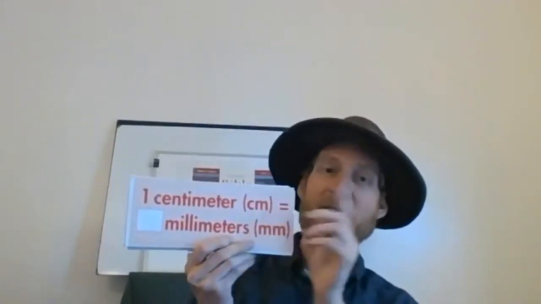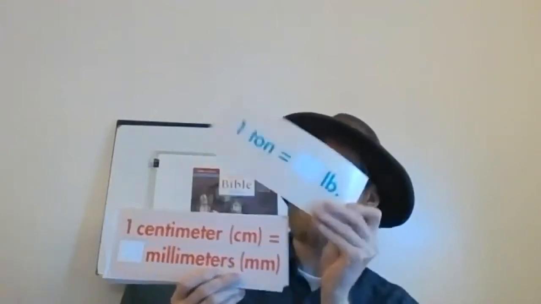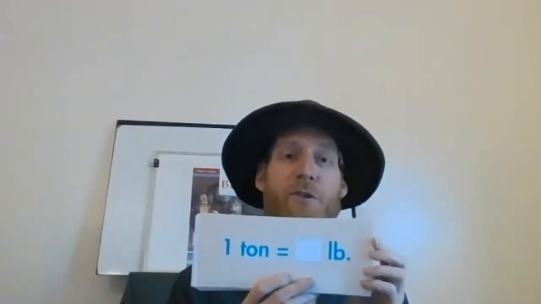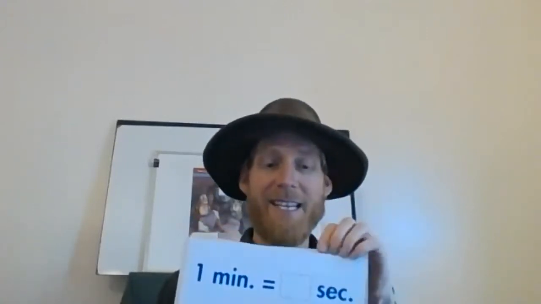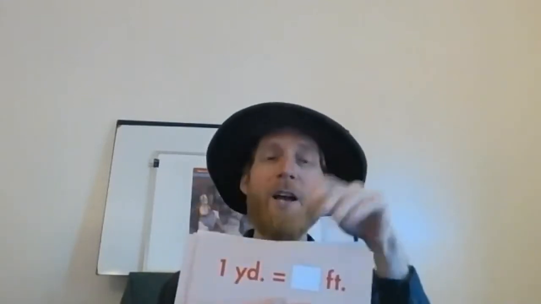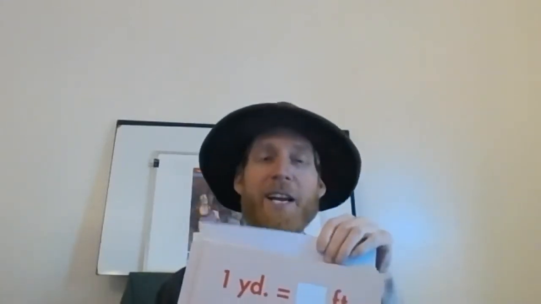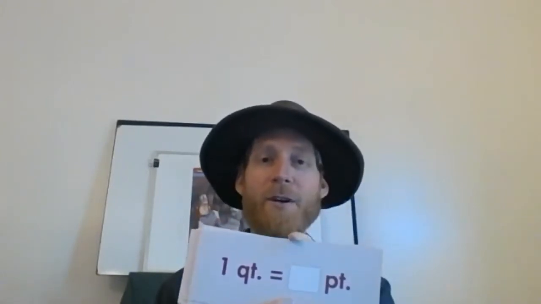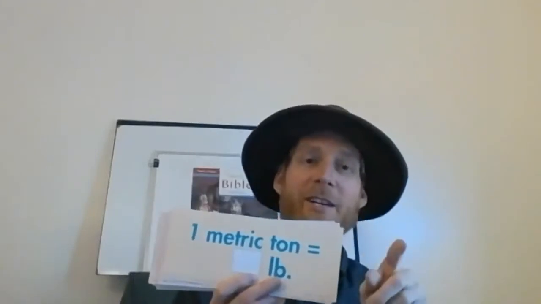1 centimeter equals 10 millimeters. 1 ton equals 2,000 pounds. 1 minute equals 60 seconds. 1 foot equals 12 inches. 1 yard equals 3 feet. 1 quart equals 2 pints. 1 metric ton equals 2,000 pounds. Good job for that. And now we're going to reduce the fraction.